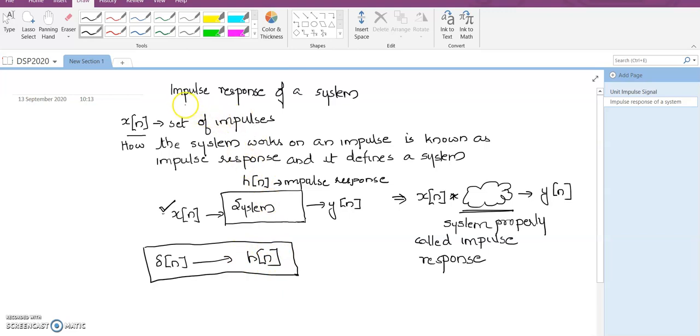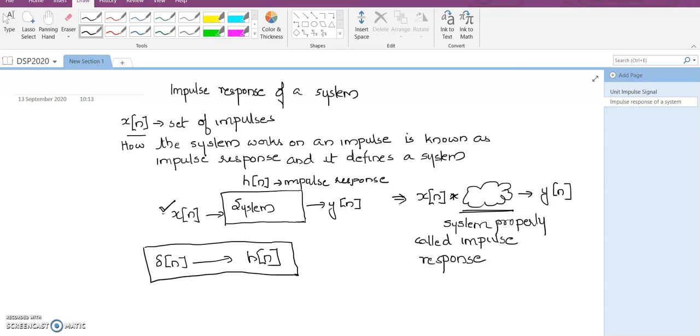In total, how the system works on an impulse is known as the impulse response, and it defines the system. Any system that processes x of n to obtain y of n is guided by its impulse response property defined by h of n. Which is why we say x of n convolution h of n gives y of n, and if the h of n varies, it will produce a different y of n. So it is a system property that defines the nature of the system and what kind of output should be obtained for that particular signal.